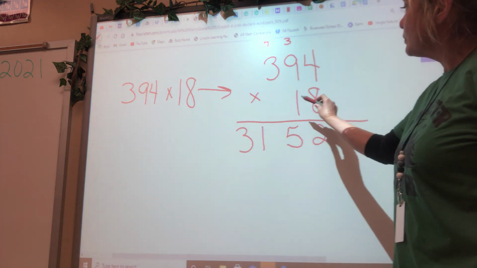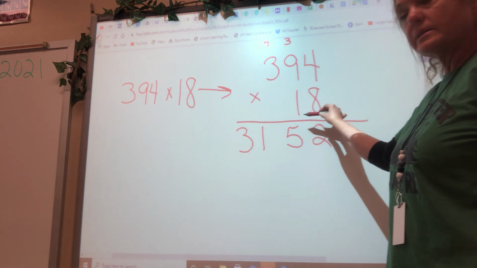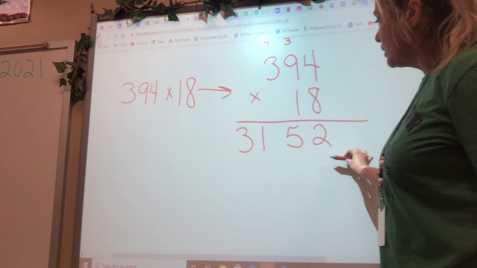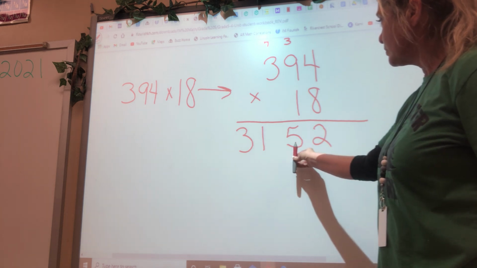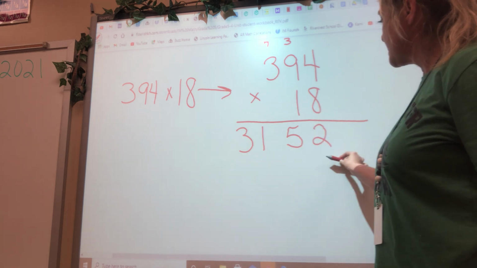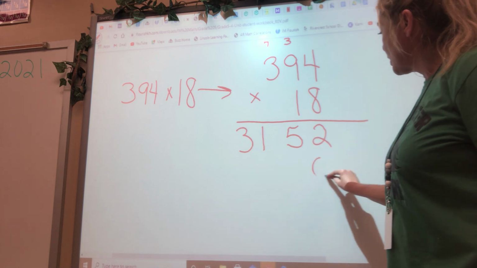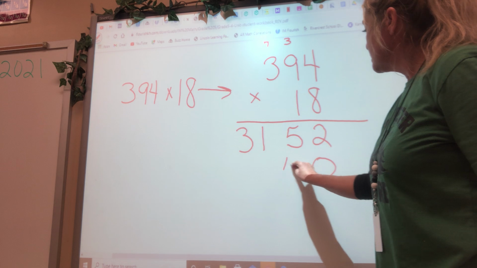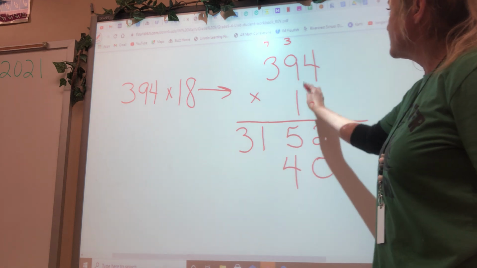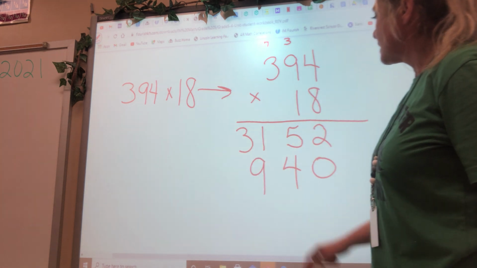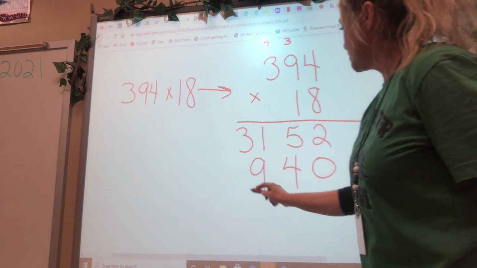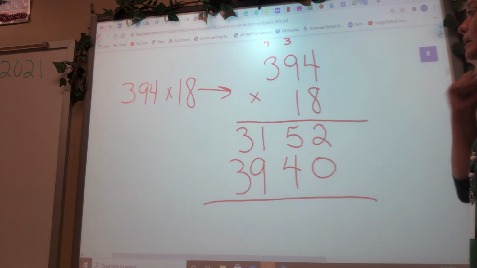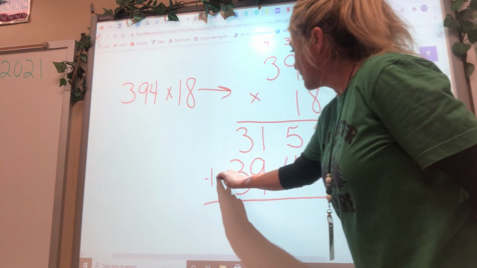Okay, now we're working with the number that's in the tens place, and that's the second digit over, so we need to be in the second row with our multiplication starting under the second number. Second, second, second. So we put our placeholder 0. 1 times 4 is 4. 1 times 9 is 9. 1 times 3 is 3. And then we add to get our final answer.